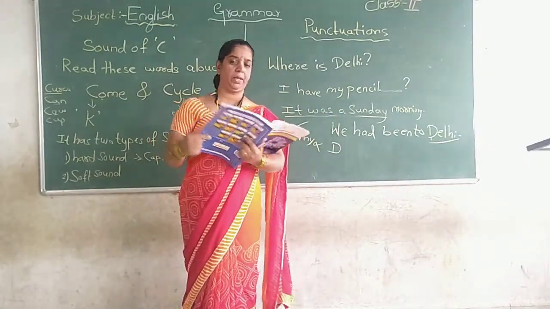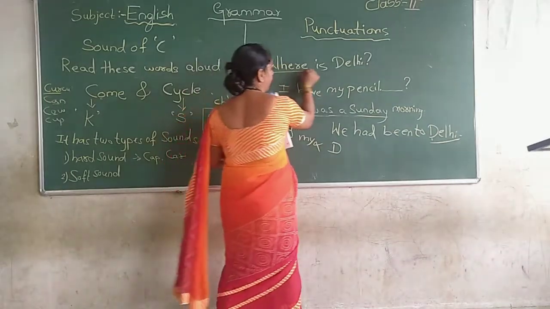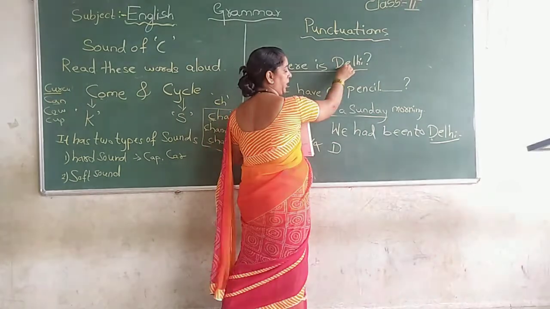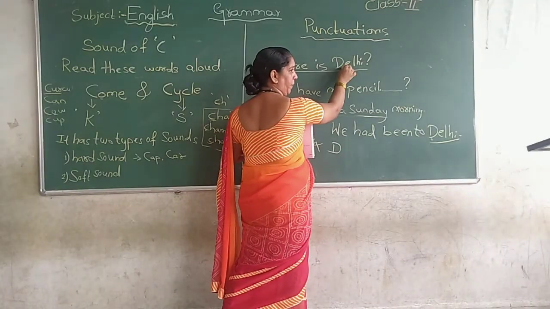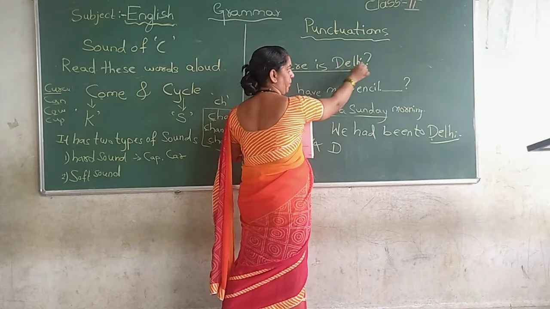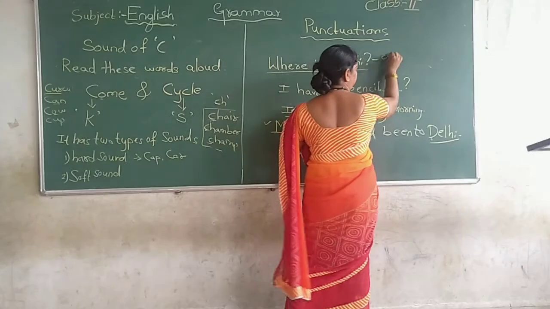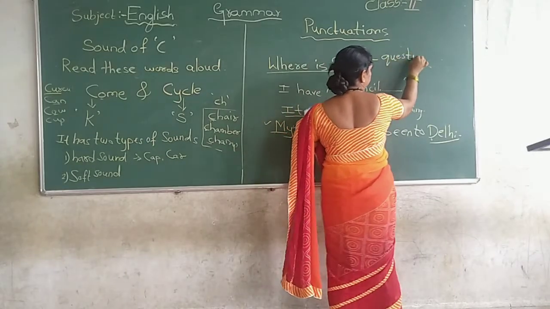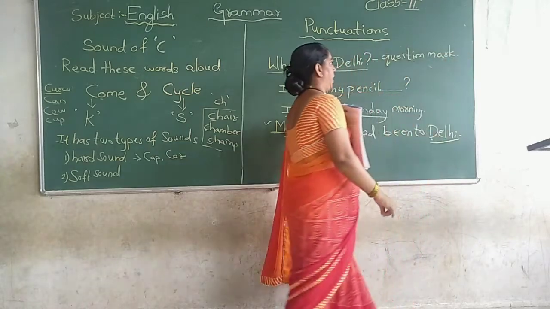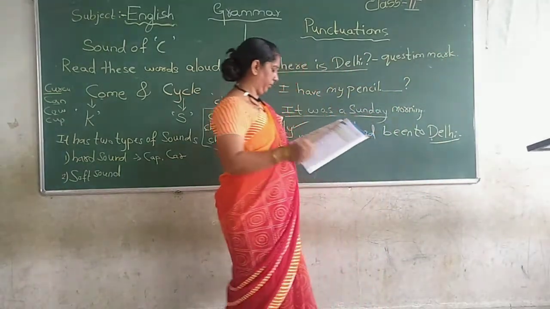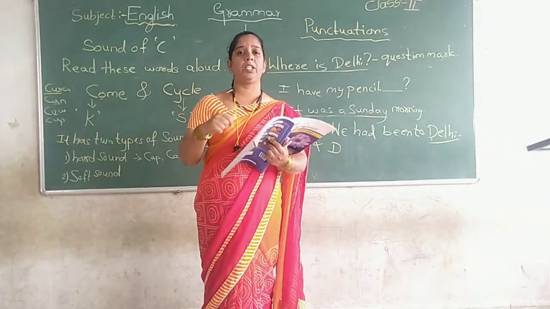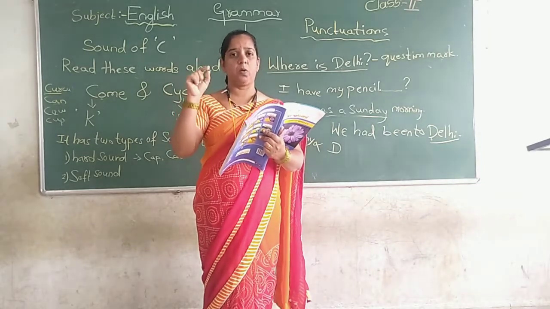How do you know, mummy? See, I just told you. Where is Delhi? W is written with a capital letter, and D is also a capital letter, as it is the name of a place. It is the capital of India, Delhi. So D is written in a capital letter and punctuated with the question mark. This sentence asks a question. It ends with the question mark, and it is questioning you. It ends with the question mark only.